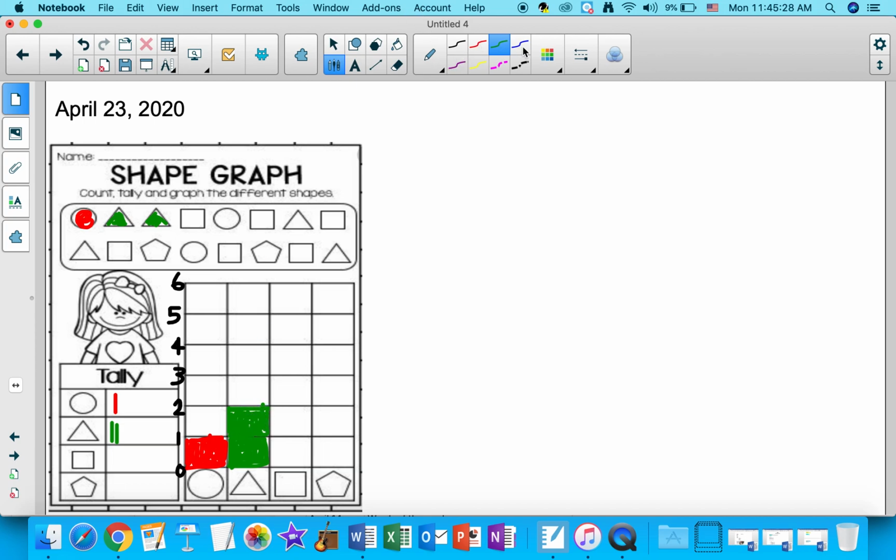Okay, and I'm going to be using blue for squares. Actually, it looks more like a rectangular now that I look at it, but since I started calling it squares, I'll just call it a square. Okay, so this is the first square that I've counted. So I have one, and then all of these boxes in this vertical line are for the squares. So I'm going to be coloring in the box that's at the very, very bottom.